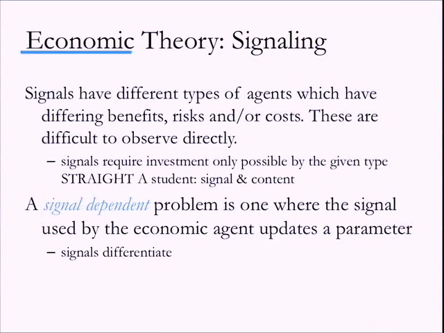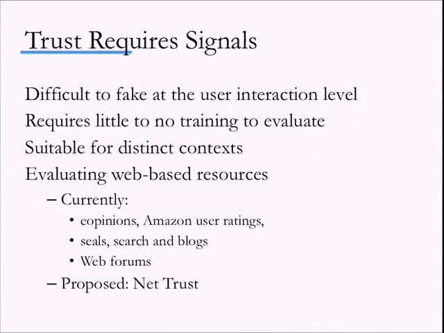Otherwise, if all you could do was interview them, their willingness to show up and work hard would be unobservable. So a signal-dependent problem is one where the signal is meaningful, right? That is to say, this is a good student worth hiring. This is a lousy student not worth hiring. This is a good place to live. This is a bad place to live. And if you're going to trust somebody, and trust means that you're putting yourself at risk.